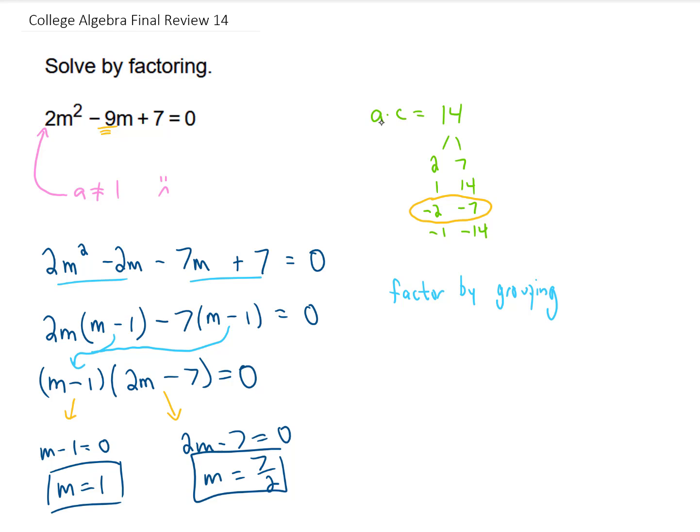So we have two solutions for this particular quadratic equation. We solved it using factoring. If you decided to solve this thing using the quadratic formula or completing the square, and everything went right, you should get the exact same two answers.